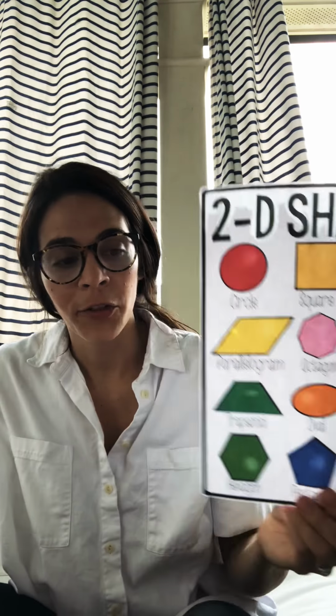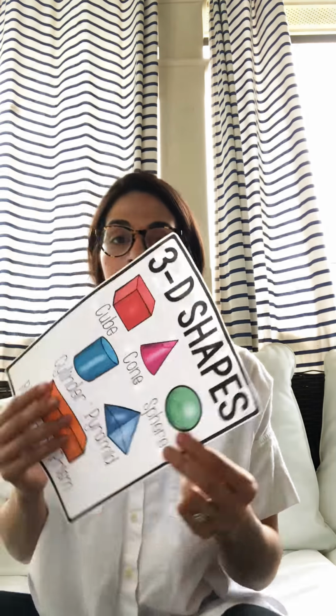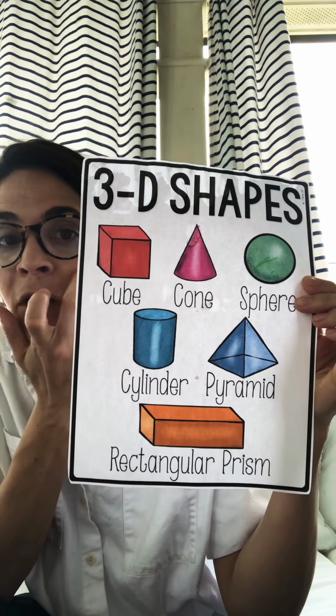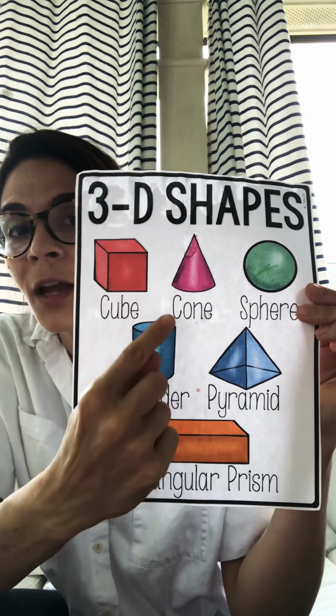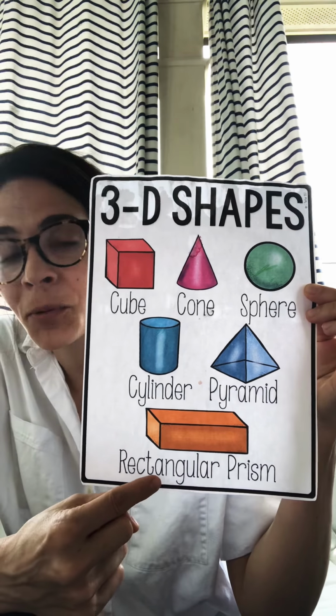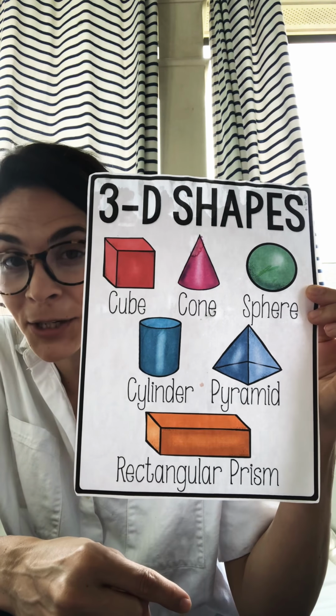The new thing that we're learning is what is a 3D shape, or a three-dimensional shape. Here's the paper of the three-dimensional shapes. There are a few that we're going to talk about today: a cube, a cone, a sphere, a cylinder, a pyramid, and a rectangular prism. A three-dimensional shape is a solid shape that is not flat. It's sticking up, or you can fit something inside of it.